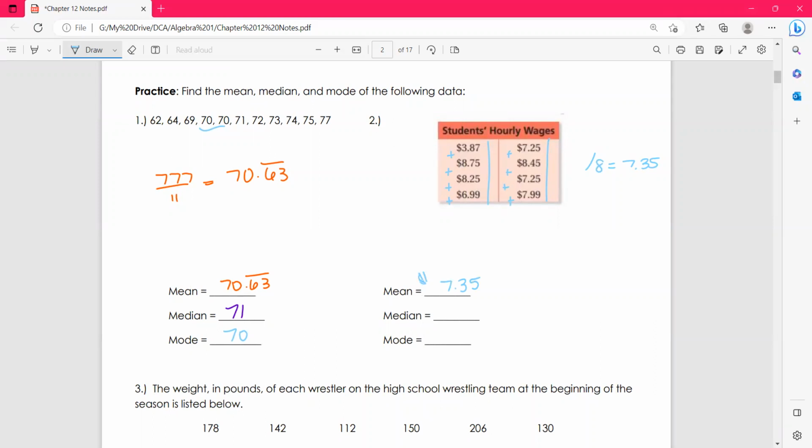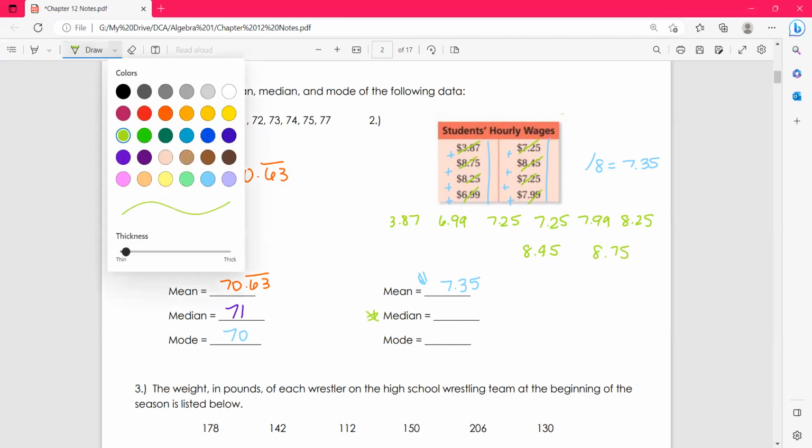Okay. Our median, the middle number. So middle number means we need to put these in order from least to greatest. Are they already? No, not quite. So we've got 3.87. I'm just going to order these. 6.99 is the next one. 7.25. Here's another 7.25. 7.99. 8.25. 8.45. 8.75. It has to be in order from least to greatest when you find the median.